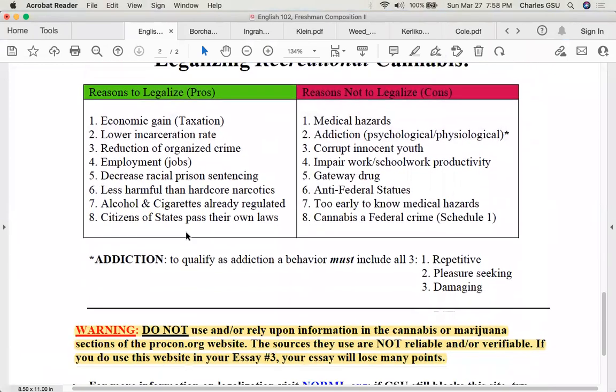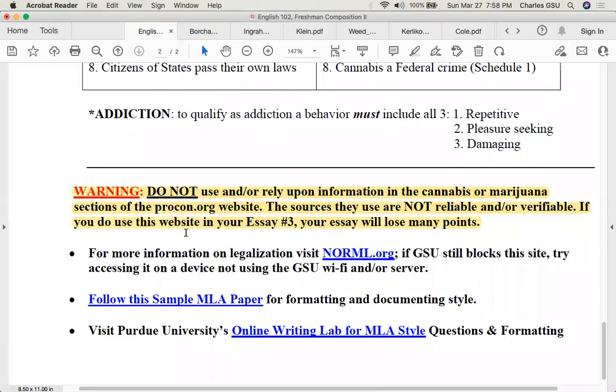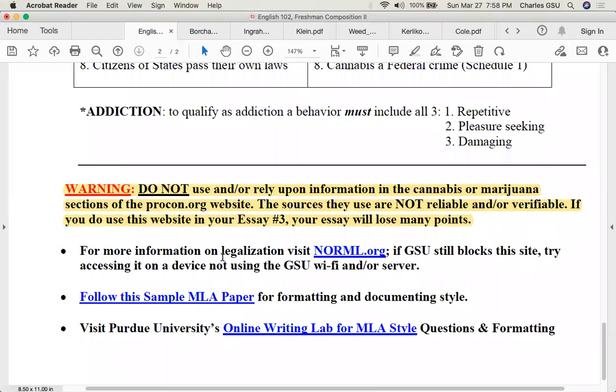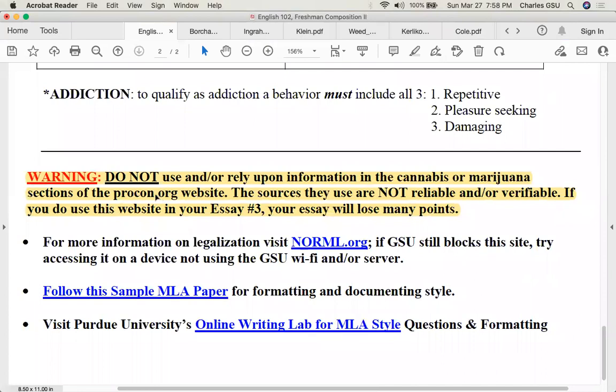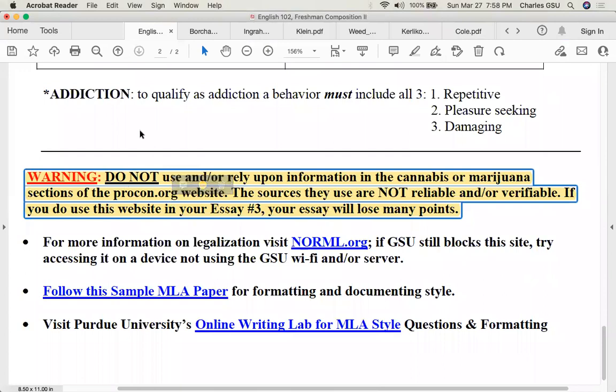And speaking of pros and cons, I have this note here. If I see in your essay three that you have any sources from this procon.org website, it will tell me that you did not watch and listen to and follow the instructions in this video, because I say, do not, all caps underline, do not use and rely upon information in the cannabis or marijuana sections of the procon.org website. The sources they use are not reliable and verifiable. If you do use this website in your essay number three, your essay will lose many points. So do not do this.